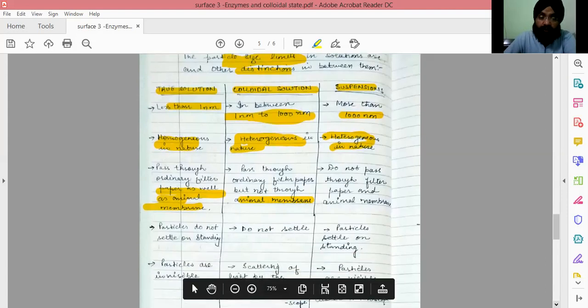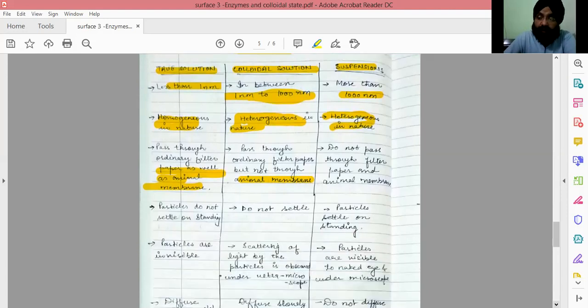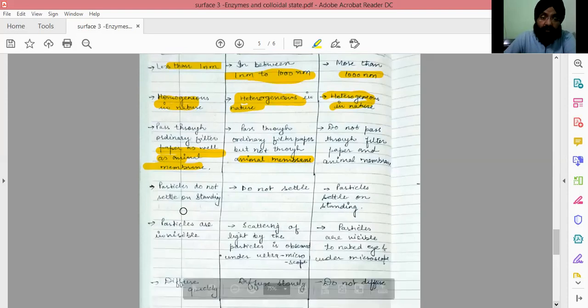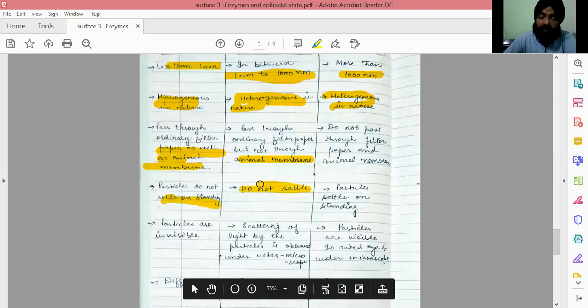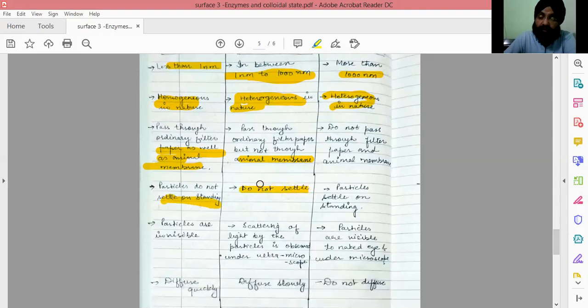Now, settling of particles on standing. True solutions do not settle. They are very stable. Again, the colloids are very stable in nature because they have Brownian motion in them, which we'll study later on. Due to the imbalanced forces between their particles, they are always in motion, so they do not settle. Whereas in case of suspensions, the particles are very heavy; they settle with time.